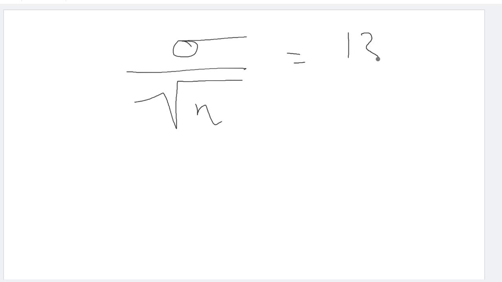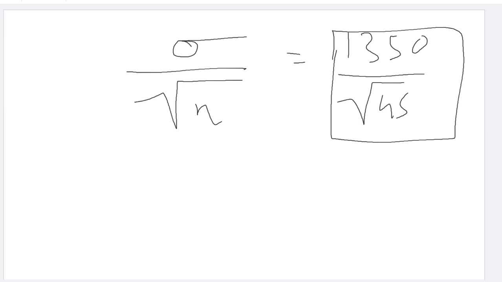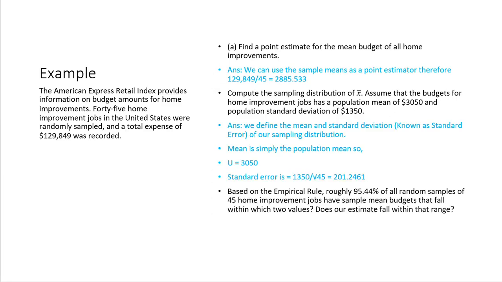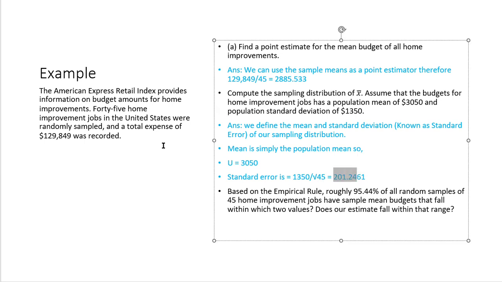That is something we know. It is our population standard deviation divided by the root of the sample size, which is 1350 divided by root of 45. That should give us the standard error, or the standard deviation of the sampling distribution. So we define the mean and the standard error of our sampling distribution. The mean is simply the population mean, 3050. The standard error is 1350 over root 45, which is about 201.